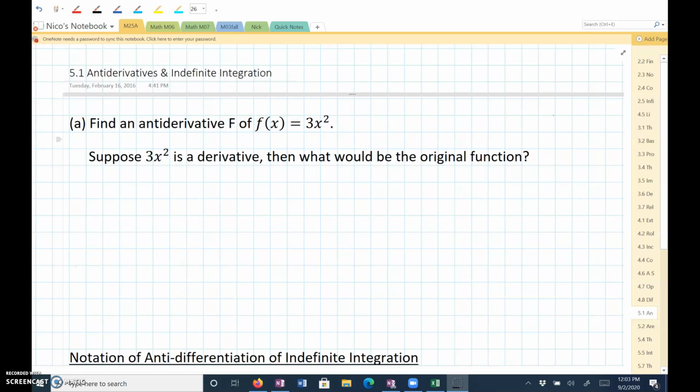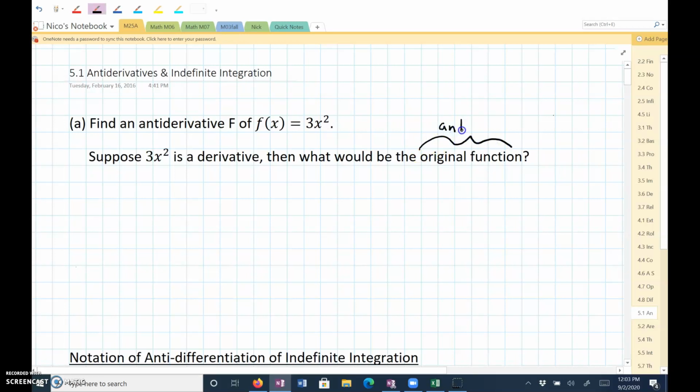Find the antiderivative, so we're going to call the antiderivative F, of f of x equals 3x squared. Okay, so suppose that 3x squared is a derivative, then what would be the original function? The original function, this is the antiderivative.